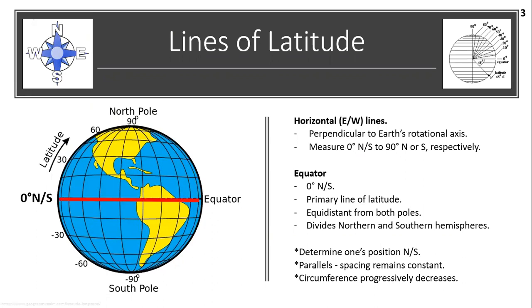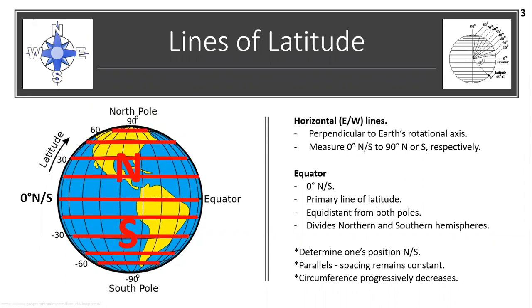The equator is defined as 0 degrees north-south. It is the primary line of latitude. It's measured equally distant from both poles, and it divides the Earth into the northern and southern hemispheres.